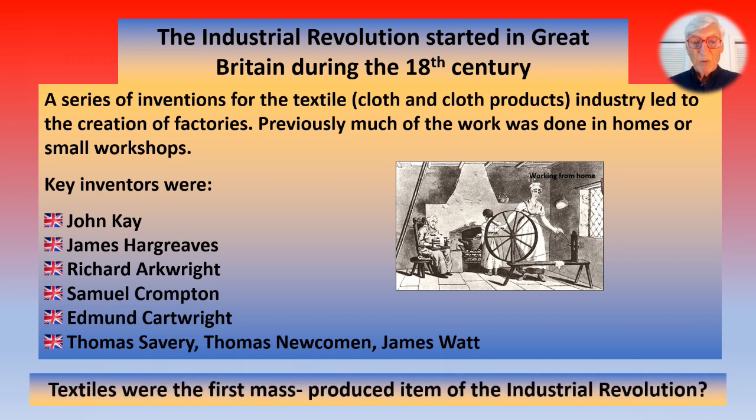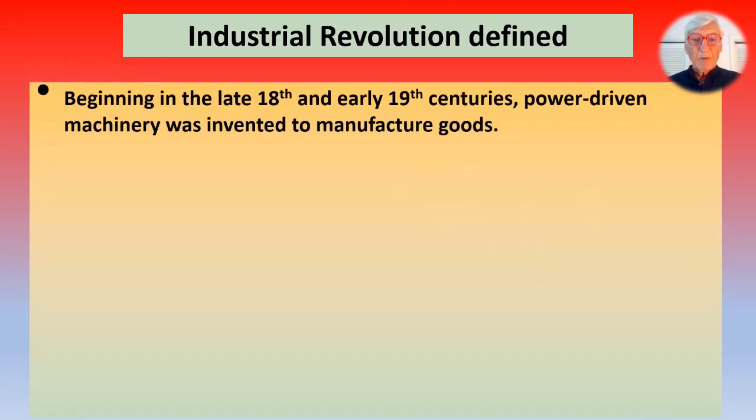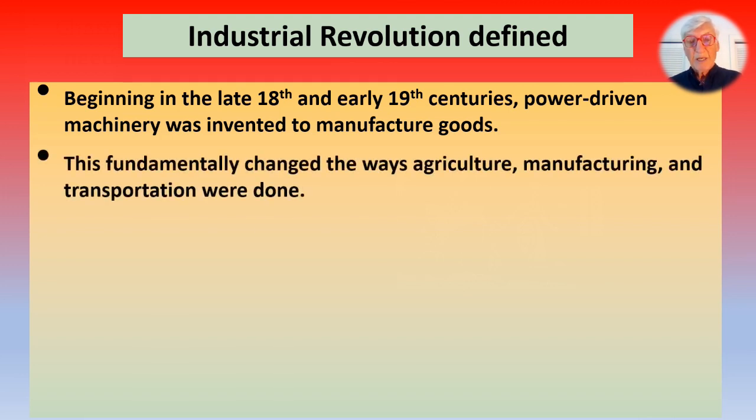Textiles, by the way, were the first mass-produced item of the Industrial Revolution. It's because that's what they were familiar with, and they knew how to envision how they would be able to adapt this to machinery. So the Industrial Revolution began in the late 18th, early 19th century with power-driven machinery, which was invented to manufacture goods.